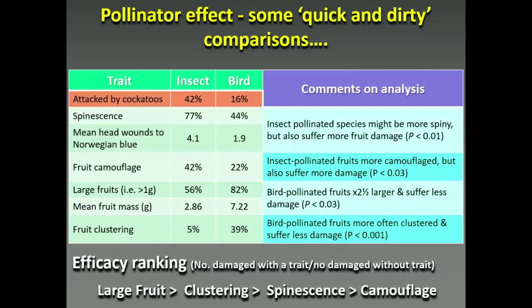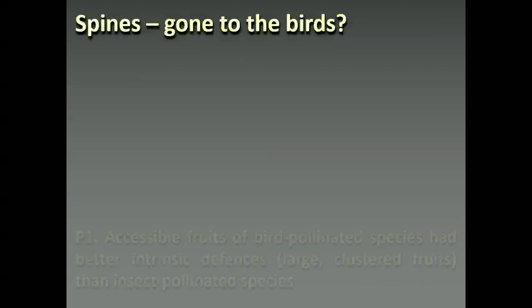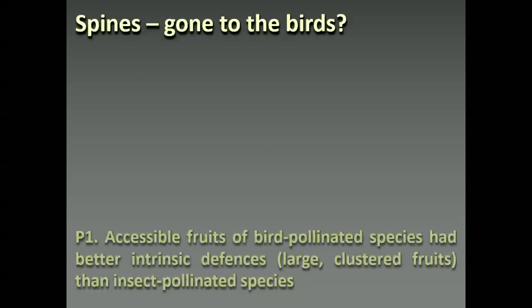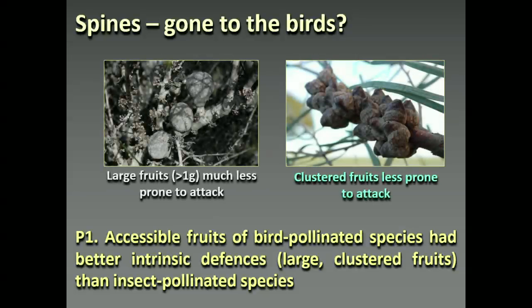And we managed to work out an efficiency ranking. I won't go into the details, it's a very simple index. Basically, larger fruit size was the most effective defense, better than clustering, which was better than spinescence, which was then better than camouflage. So, we can basically say that our first hypothesis has been supported. The accessible fruits of those bird-pollinated species have those better intrinsic defenses, clustering and large fruit size.